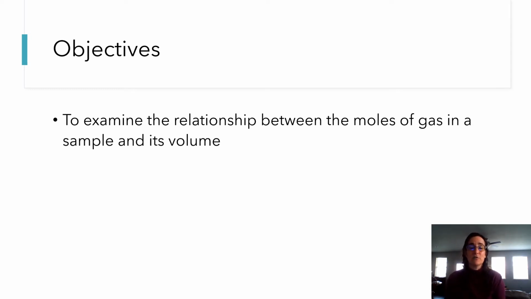Let's say you take a balloon and you puff into that balloon one time. And you get a certain volume, and then let's say you breathe into the balloon again and its volume gets bigger. That's all Avogadro's law is saying. As you put more gas into a sample, its volume is going to get bigger, assuming that you're holding pressure and temperature constant.